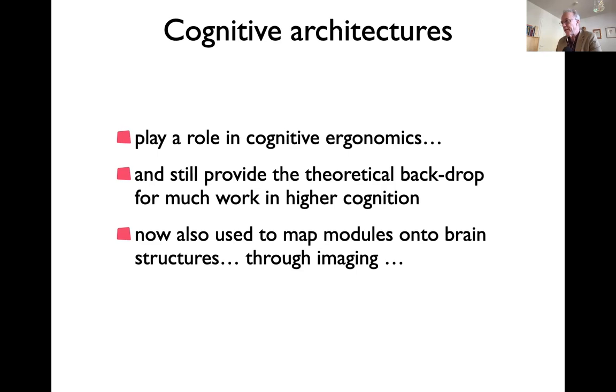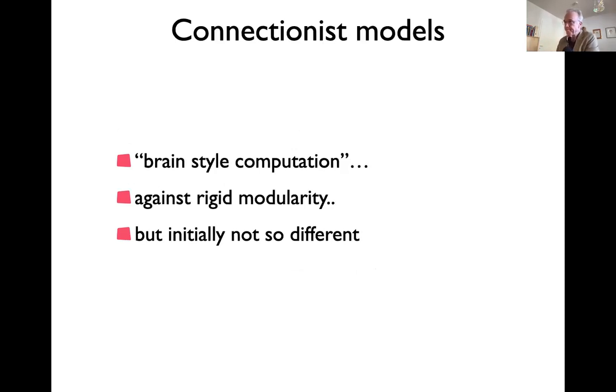There's also, ironically, a twist in which some of these modules are then mapped onto brain areas, and you use these models to talk about imaging. So when certain areas light up, you say, oh, this must be the memory module that is now being invoked in this task, and so on. Okay. Now, the last two approaches: connectionist models, and then very briefly computational neuroscience.